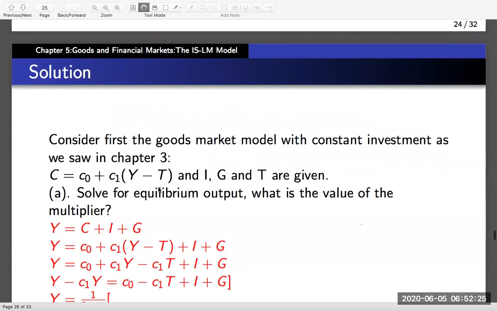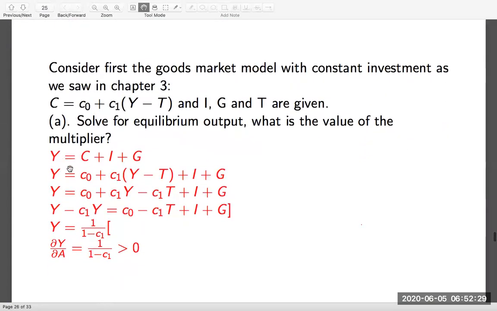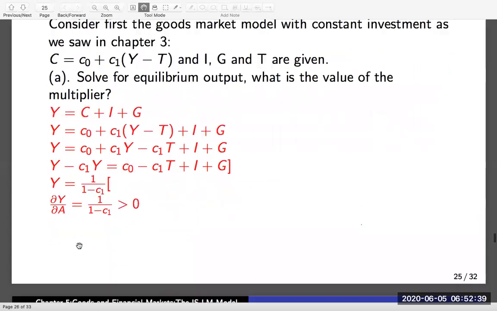Okay, so let us start. So consider the goods market first. If you are given that, you know that Y is equal to C plus I plus G. If you simplify and collect the Y's together, you get what?